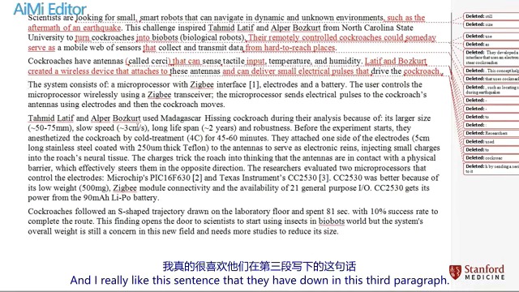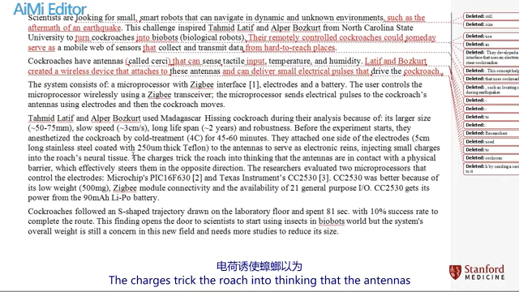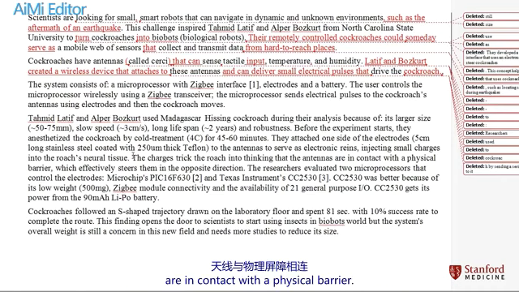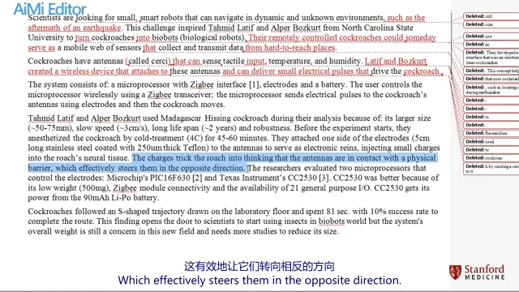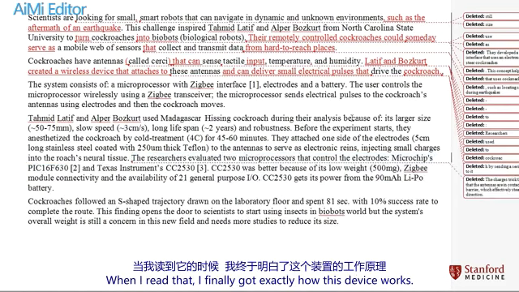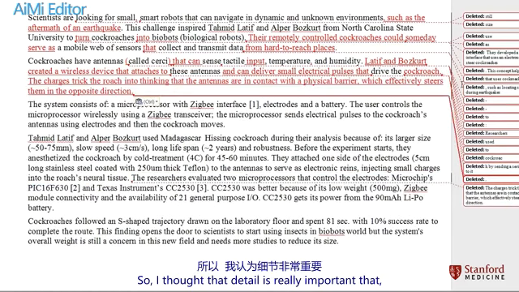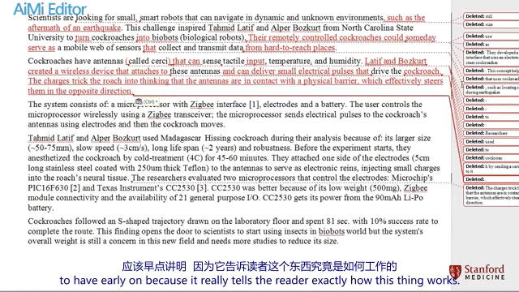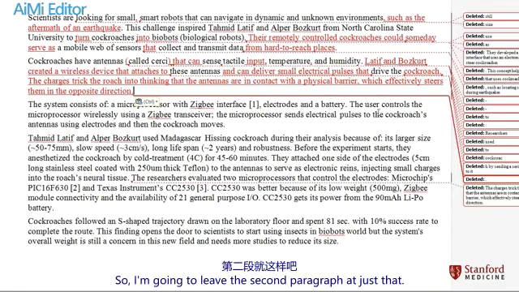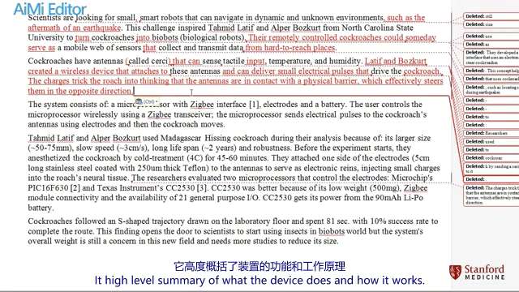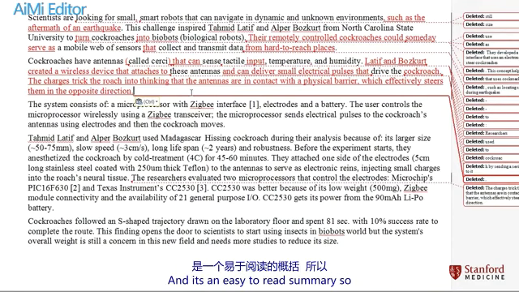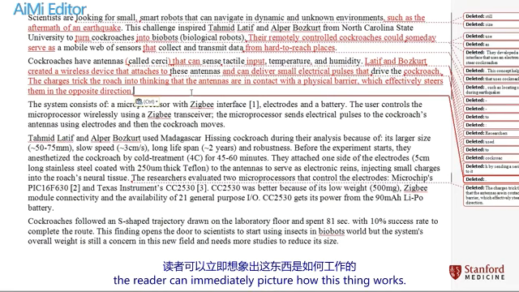And I really like this sentence that they have down in this third paragraph. The charges trick the roach into thinking that the antennas are in contact with a physical barrier, which effectively steers them in the opposite direction. When I read that, I finally got exactly how this device works. So I thought that detail is really important to have early on, because it really tells the reader exactly how this thing works. So I'm going to leave the second paragraph at just that. It gives me a high-level summary of what the device does and how it works. And it's an easy-to-read summary, so the reader can immediately picture how this thing works.